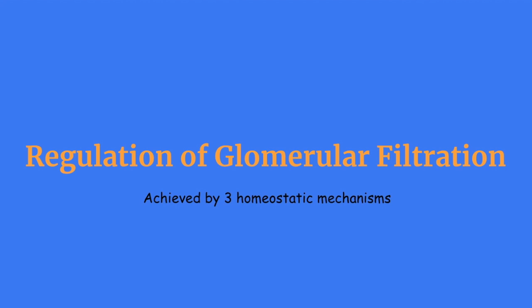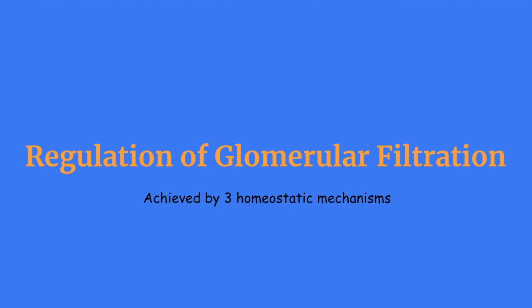So let's talk about regulation of glomerular filtration. Regulation of glomerular filtration must be precisely controlled. If glomerular filtration rate is too high, fluid rapidly moves through the renal tubules without reabsorbing needed water and solutes back into the blood, which can result in dehydration and electrolyte depletion. Now, if the glomerular filtration rate is too low, fluid moves slowly, reabsorbing waste that should be eliminated, which equates to azotemia.